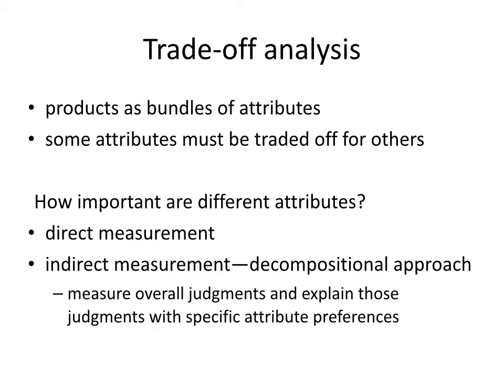It assumes that a product can be conceptualized as a bundle of attributes. And it's very unlikely that any one product will have the ideal level of the attribute. Consumers are forced to make trade-offs. I'd give up some of this attribute in order to get that attribute. And the question for those who want to design products is how important are attributes? That's the most important attribute. What should I make sure my product has?